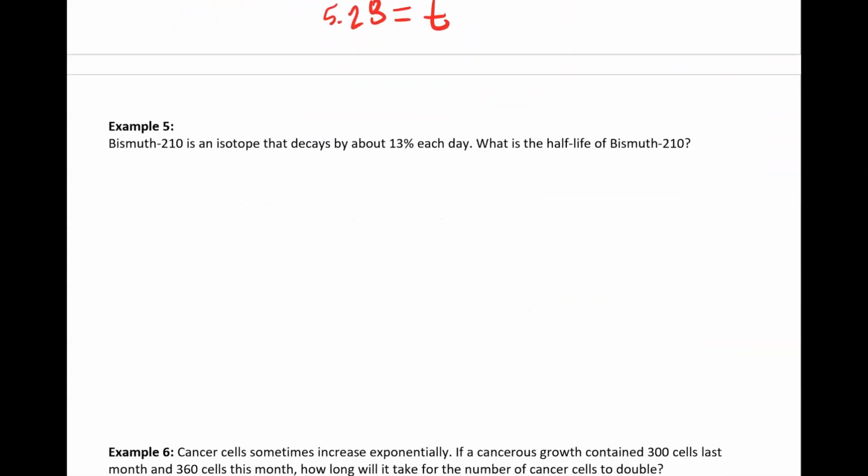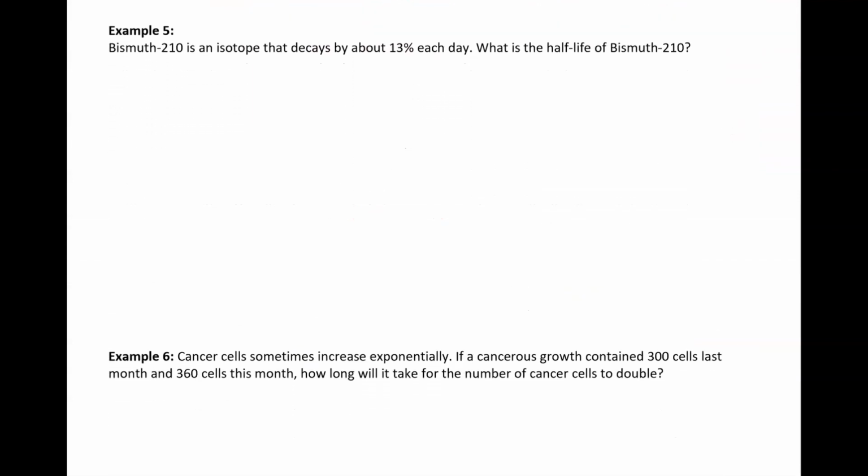Two more. Bismuth 210 is an isotope that decays at about 13% each day. What is the half-life of bismuth 210? So let's see what we got. We're going to start with half-life like we've been doing. So I'm going to say 1/2 is equal to e, let's see, the rate is going to be 0.13. We're decaying, so we're going to have negative t. So now we can solve for time, how long it takes to get to half of my initial amount.